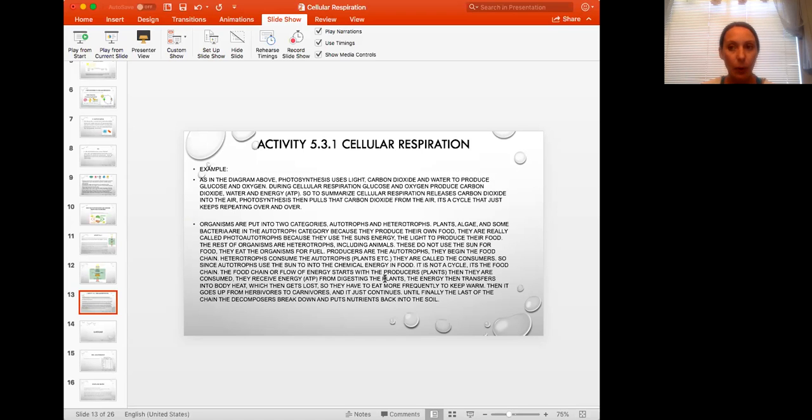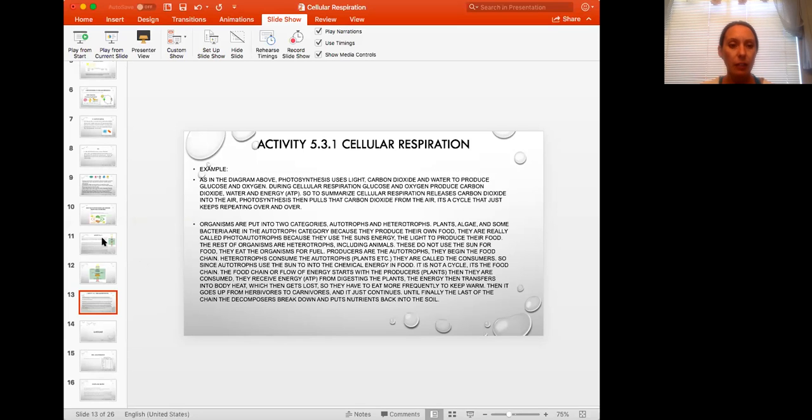So they're giving an example of a food chain in an ecosystem. It just continues until finally, the last of the chain, the decomposers, break down and put nutrients back into the soil. Again, here they explained how this works in an ecosystem, explaining how we have those producers that are able to produce food through photosynthesis, which then gives other organisms, the consumers, that ATP. We can create that ATP from the transfer of energy of that glucose and oxygen that we get from the plants.